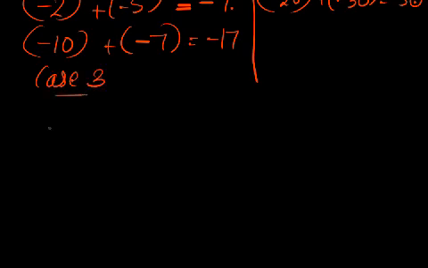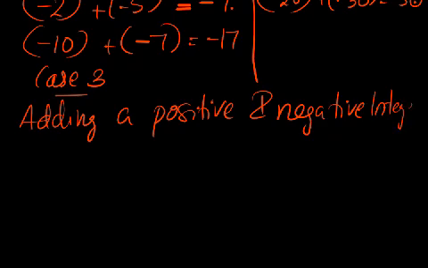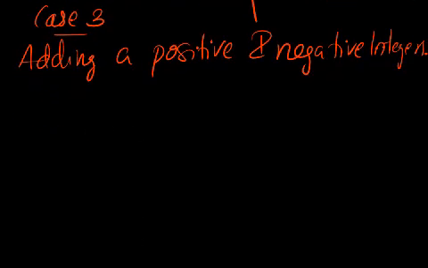Then the third case, case 3, when you are adding a positive and a negative integer. That is, we are adding two integers and one of them is positive and the second one is negative. For example, negative 4 plus positive 10.